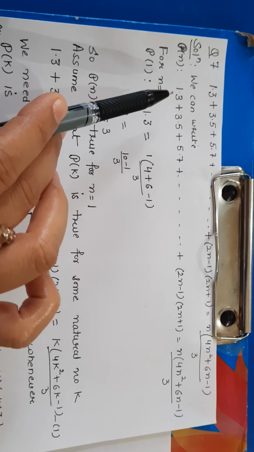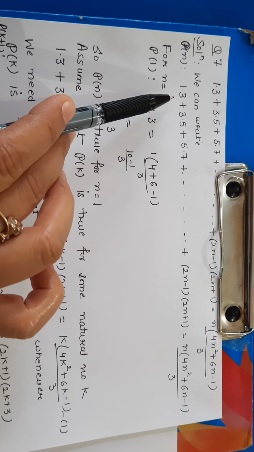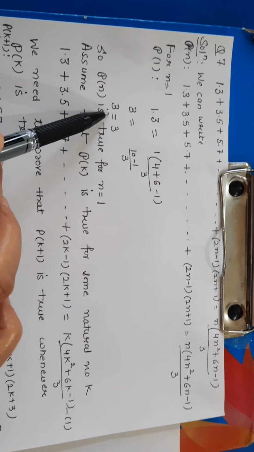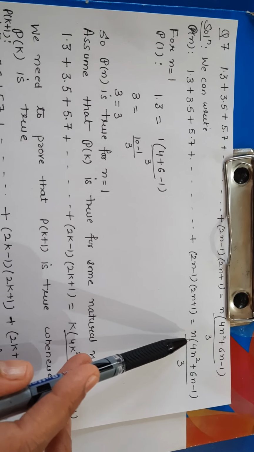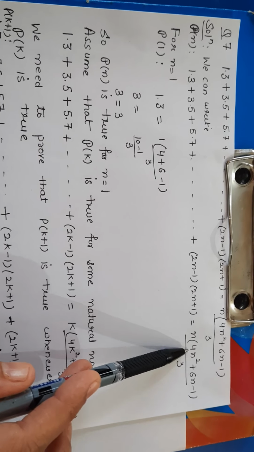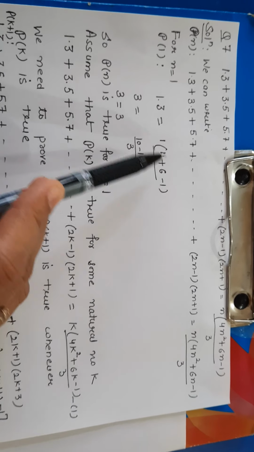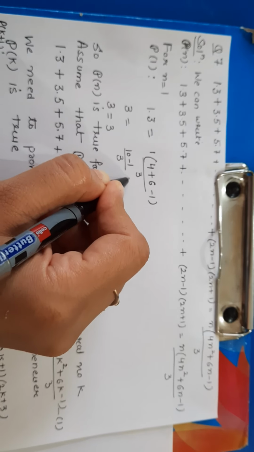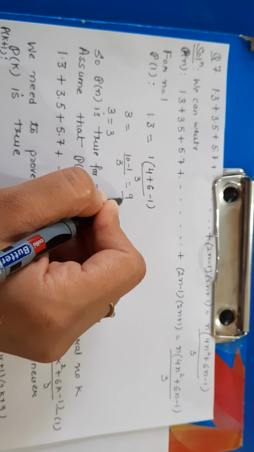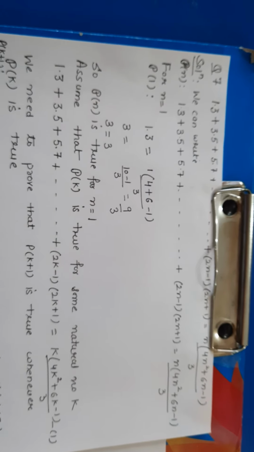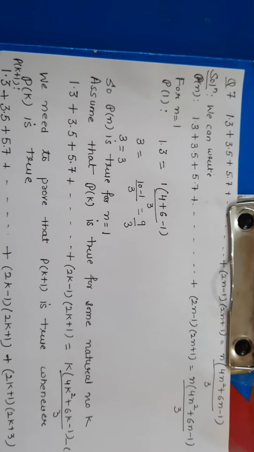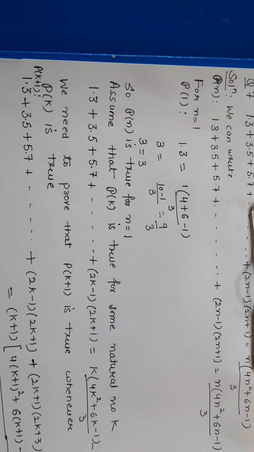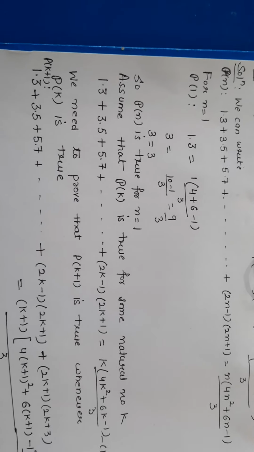So for left hand side we are just going to write the first term. This is 1 into 3, so answer is 3. On right hand side put n equals 1. So 1 into 4 plus 6 minus 1, so this is 10 minus 1, 9 divided by 3. So again your answer is 3. That means left hand side is equal to right hand side. So we'll write Pn is true for n equals 1.